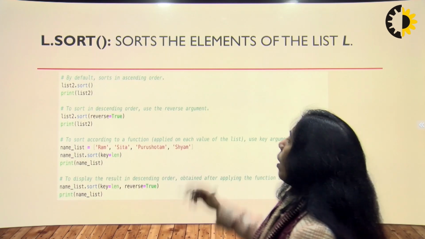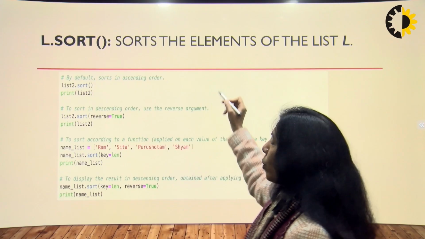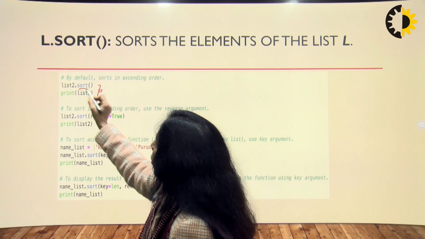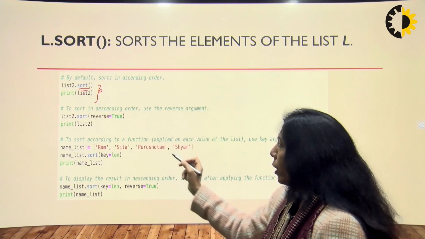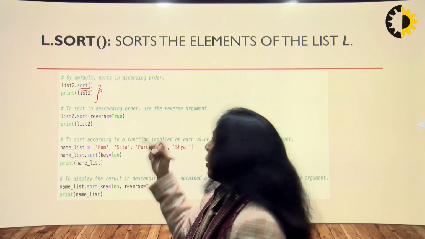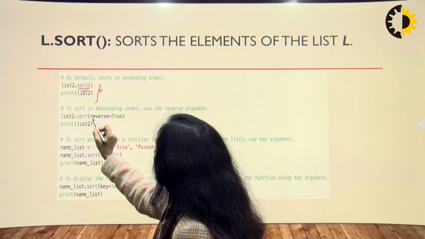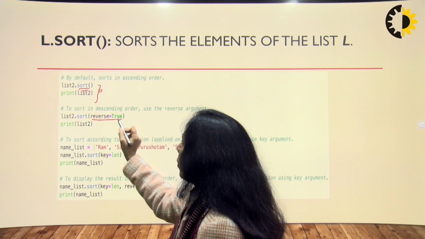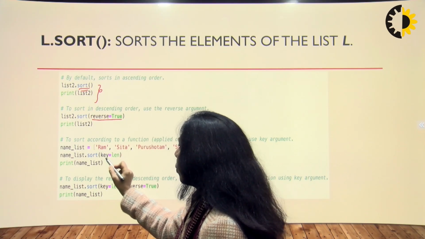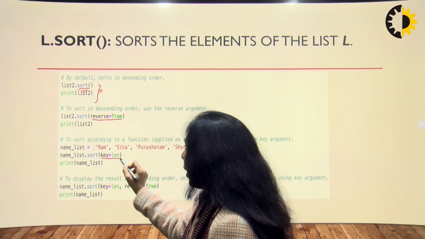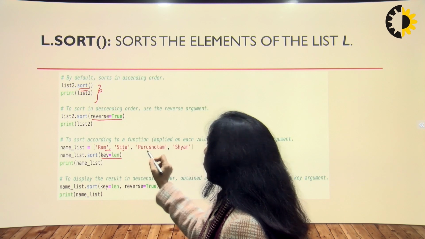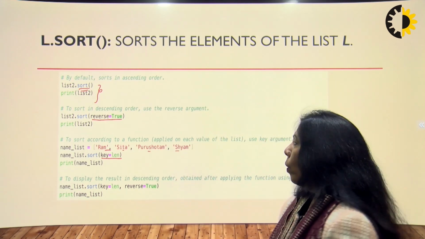It also has some sorting ability. By default, the sort function sorts in ascending order. But if we want to sort the values in descending order, then in the argument we need to write reverse equals True. In the case of strings, we can sort by using the argument of length, which calculates the length of all the values and sorts them in ascending order.